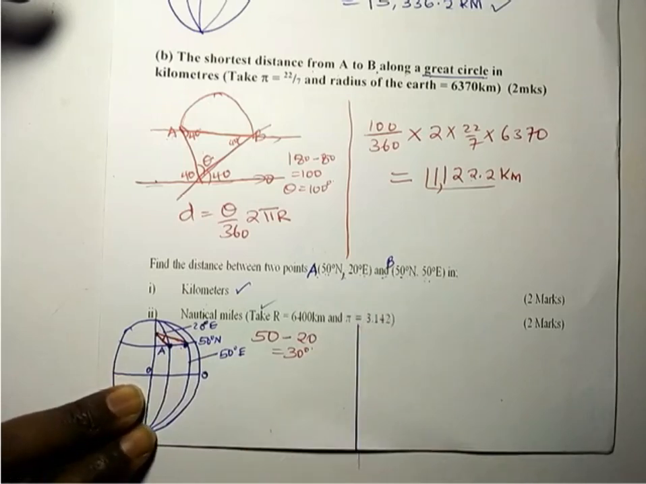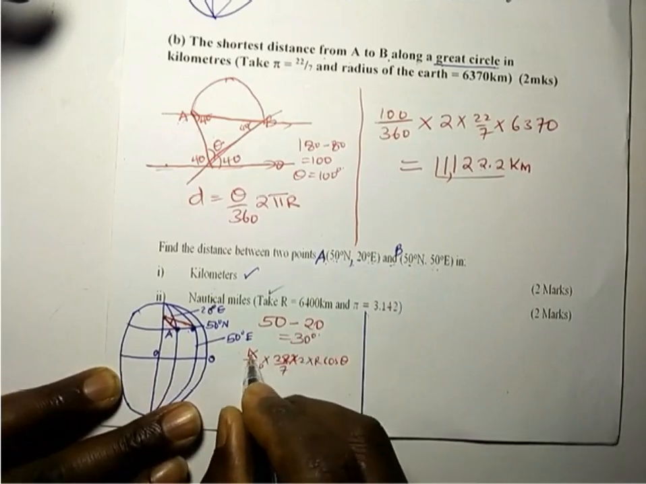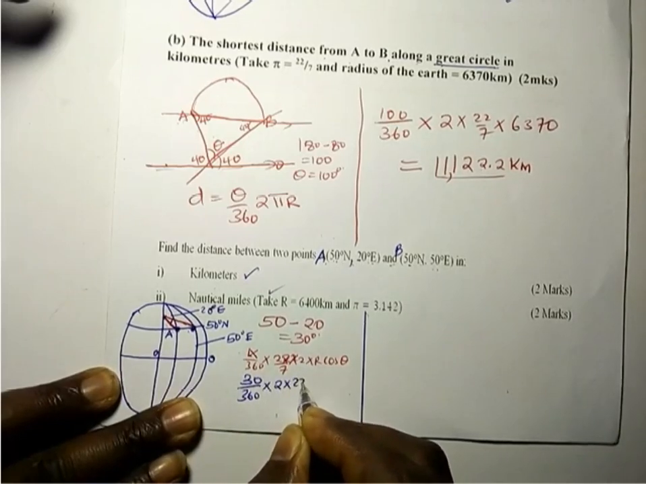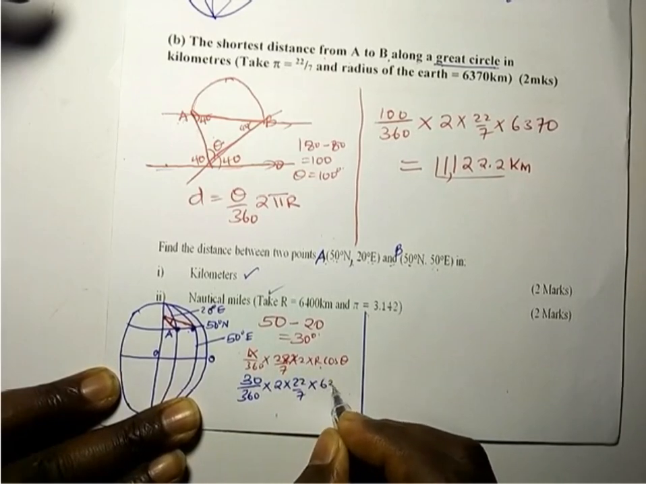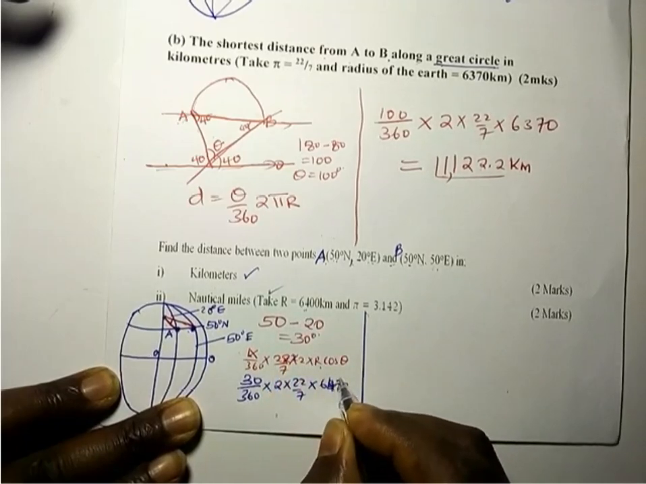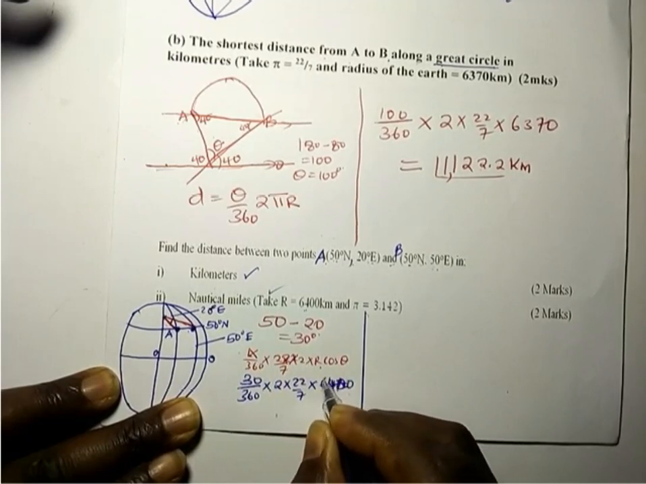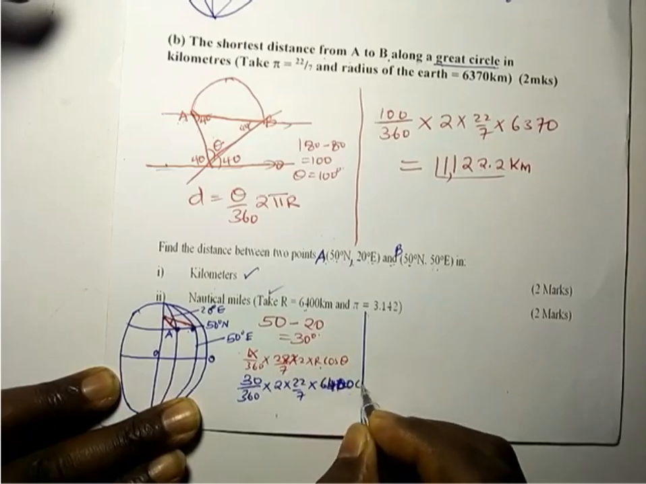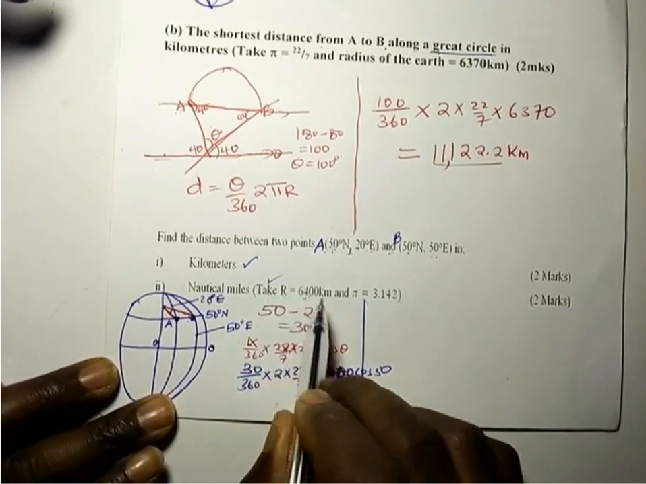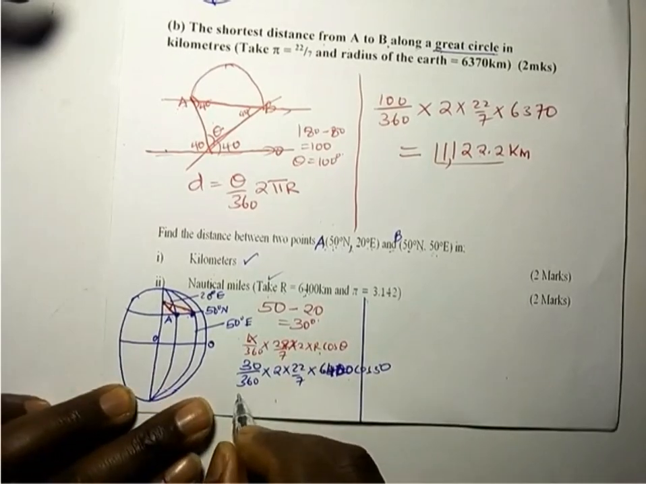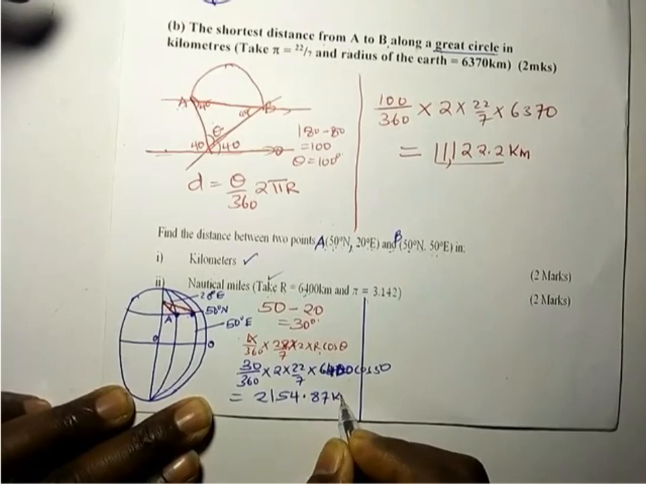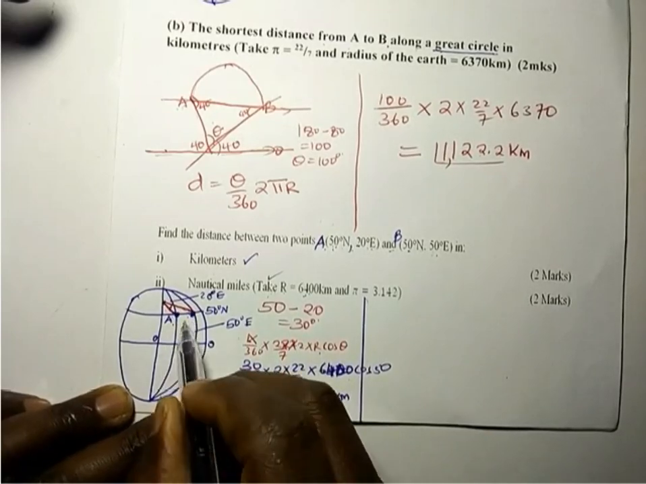Therefore, we know the formula. Alpha is 30 over 360 times 2 times 22/7 times radius 6370, but we were given radius 6400, so we use that, times cos latitude, which is 50. You take the radius to be the one you have been provided. So finally this one is going to give us 2154.87 kilometers. So that is the distance AB.